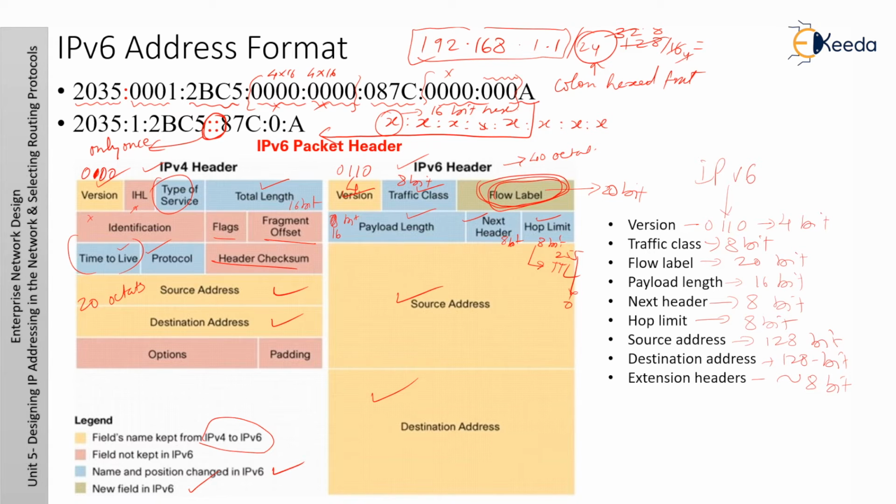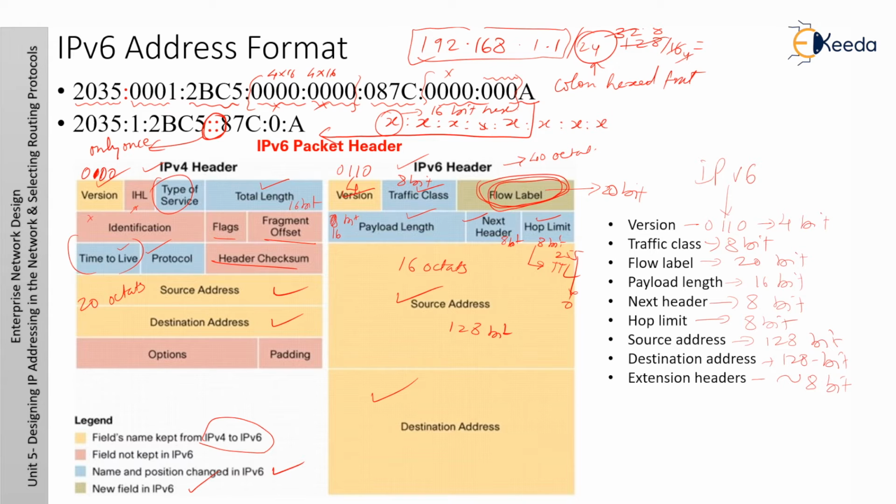Now come to source address and destination address. These are 16-octet fields, total 128 bits. Clear? Here, how many 16-bit groups are there? Eight 16-bit groups are there. So it identifies the source of the packet and it identifies the destination of the packet.